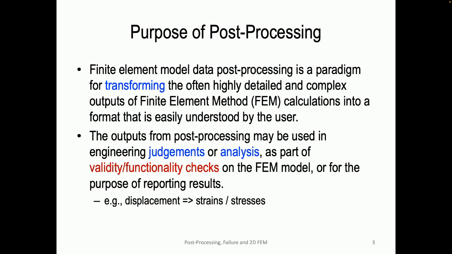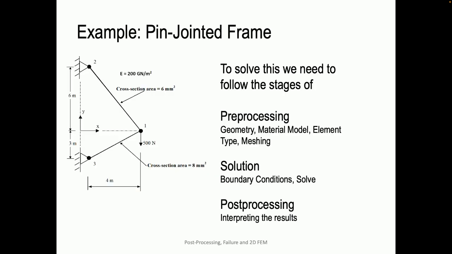Any questions or thoughts so far? Okay, so let's just take a simple example of a pin-jointed frame that's being used. And so what did we do there? So we need to solve this. And so what did we start with? We said we are going to start with putting the geometry in there. So what's the geometry? What's the length of each of these elements? What is the cross-sectional area of these elements, right?